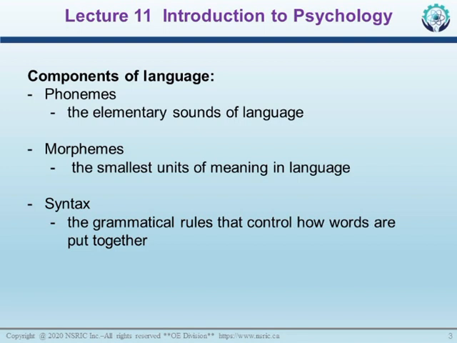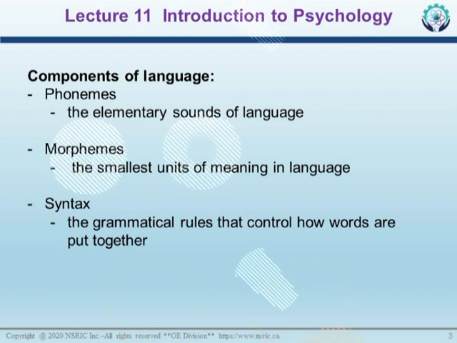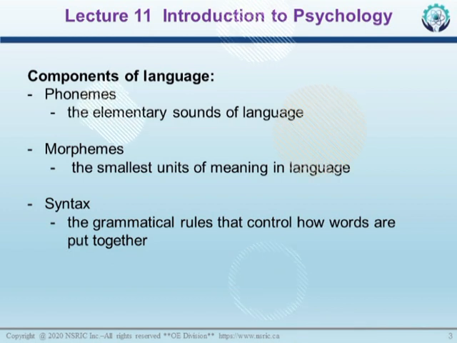And phonemes are the elementary sounds of our language. Morphemes are the smallest units of meaning in a language. And syntax is the set of grammatical rules that control how words are put together. And contextual information is the elements of communication that are not part of the content of language, but that help us understand its meaning. So, I now want to dive in a little deeper into these areas and start off with phonemes.